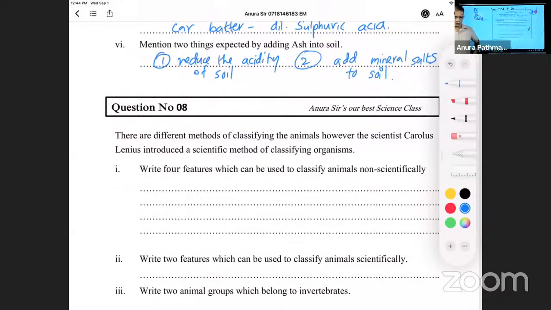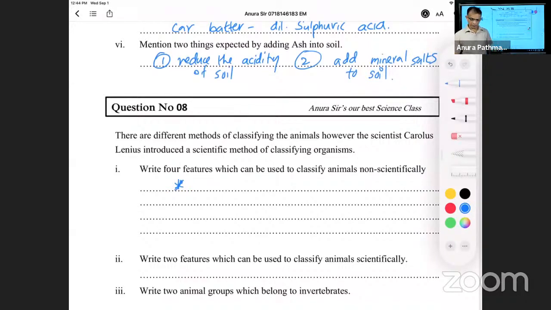There are different methods of classifying the animals. However, the scientist Carl Linnaeus introduced a scientific method of classifying organisms. Write four features which can be used to classify animals non-scientifically.